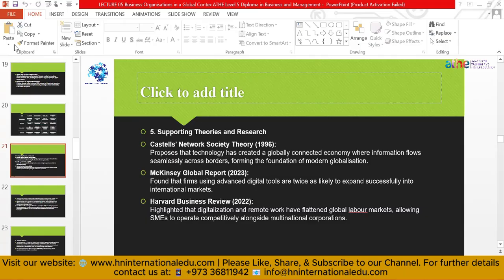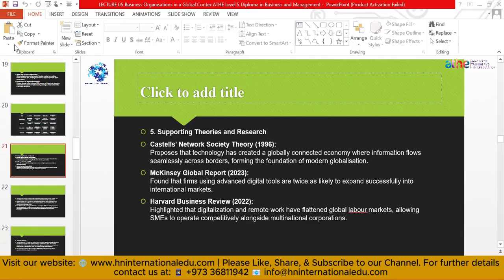McKinsey Global Report, which was proposed in 2023, the latest one, found that firms using advanced digital tools are twice as likely to expand successfully into international markets. Definitely. Harvard Business Review, 2022, highlighted that digitalization and remote work have flattened the global labor markets, allowing SMEs to operate competitively alongside the multinational corporations.